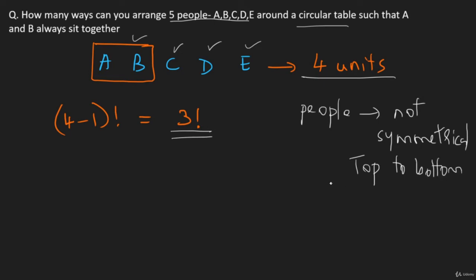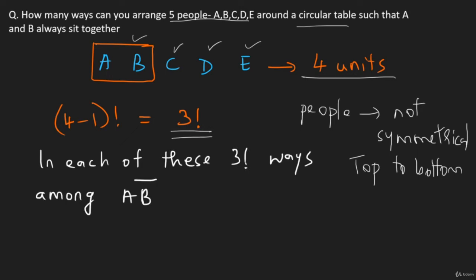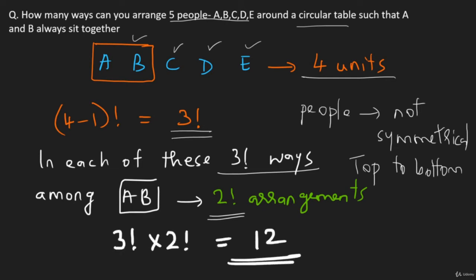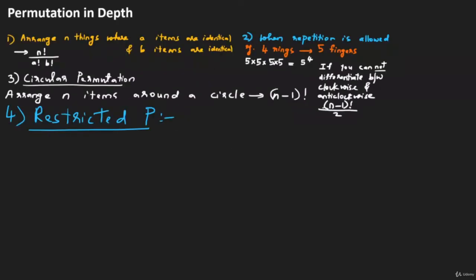Alright, now it's also given that in each of these 3 factorial ways, A and B are together, right? And among A and B, they can be arranged in 2 factorial ways. In each of the 3 factorial ways, there can be 2 factorial arrangements between A and B. Therefore, the answer to the question is 3 factorial into 2 factorial, which is equal to 6 into 2, which is equal to 12.